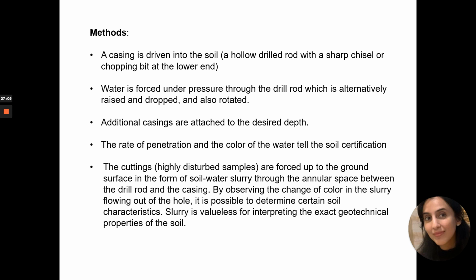The casing is driven into the soil. You've seen how the casing is driven into the soil, and a hollow drilled rod with a sharp chisel or chopping bit at the lower end. The casing has its own chopping bit. Water is forced under pressure through the drill rod, which is alternatively raised and dropped, and also rotated. You've seen that in the video as well. Additional casing is attached if it needs to go deeper.